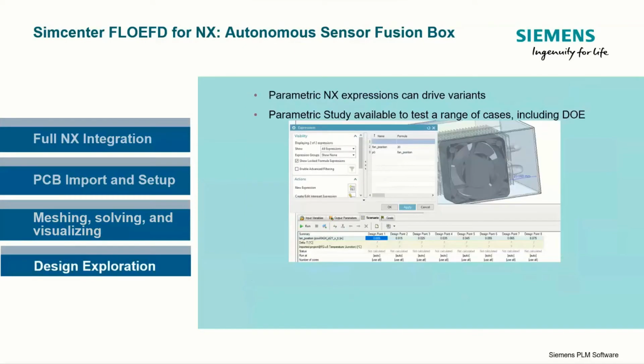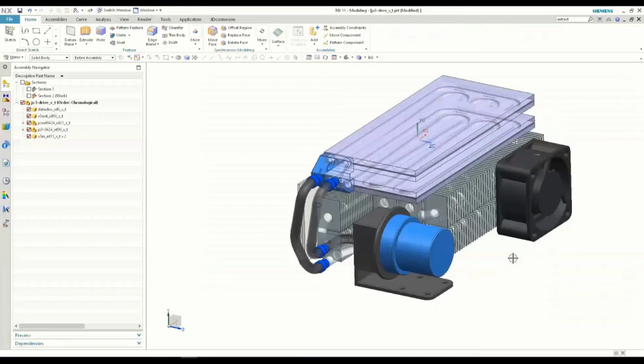The last thing I want to touch on are some of our design exploration capabilities. So I've been saying from the beginning that FlowEFD's true power comes from the fact that it's embedded right within CAD. So no matter what CAD you're using, you can set up parametric expressions that drive your geometry, and then we can use that to allow FlowEFD to redesign your geometry to find optimum performance of your system. And so we're going to see that here.